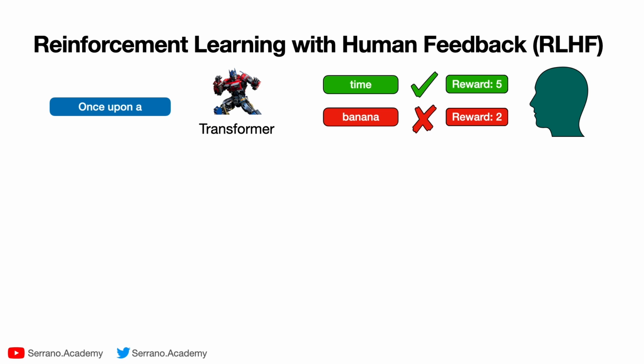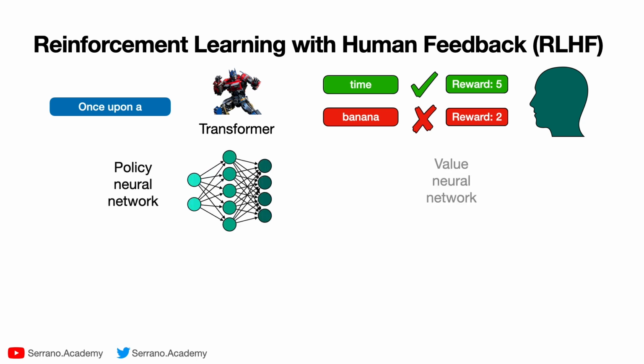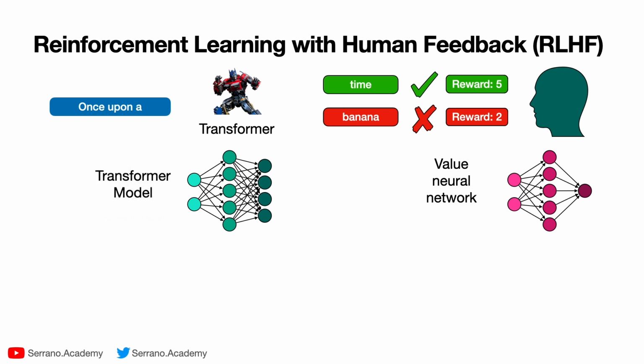So how does RLHF work? Well, it has two neural networks. The first one is the policy neural network, and the second one is the value neural network. From reinforcement learning, it's common to have a policy neural network and a value neural network. This time, they're going to have some very specific tasks. The policy neural network is actually the transformer model. So this is the one that talks. This is the model that, when you input a prompt, outputs the next word.